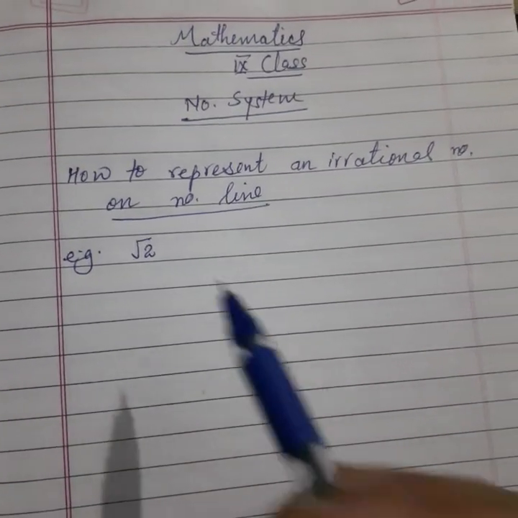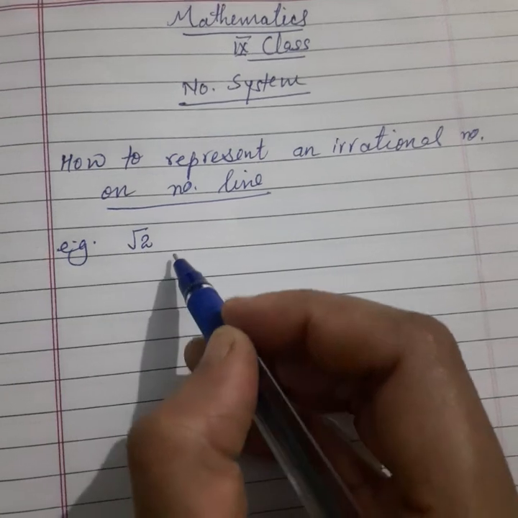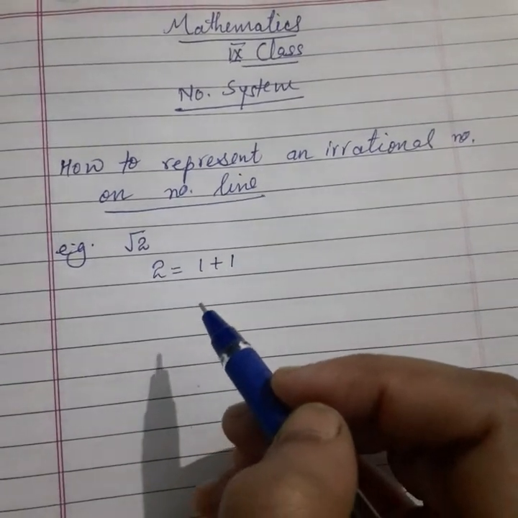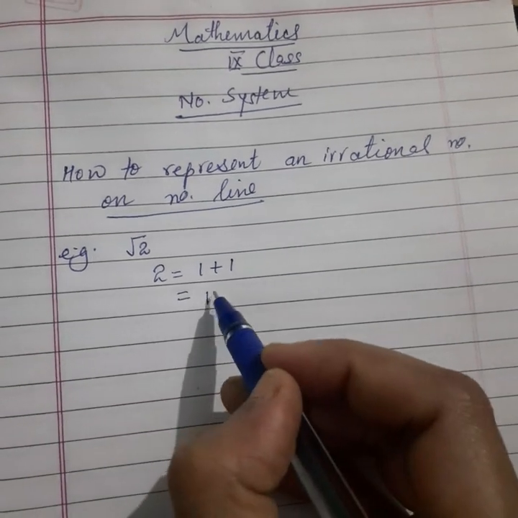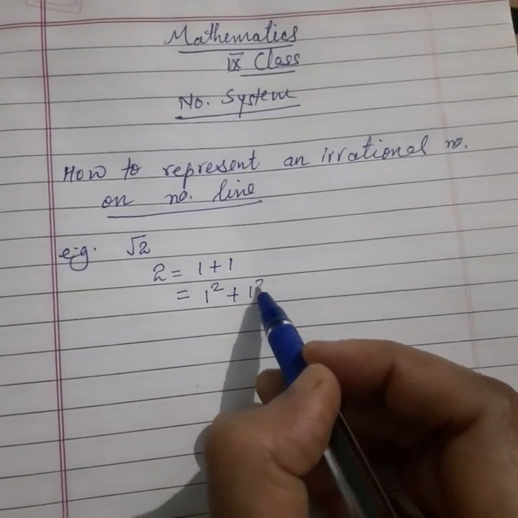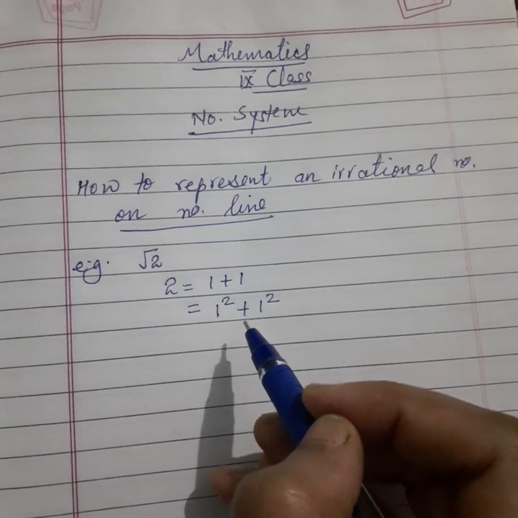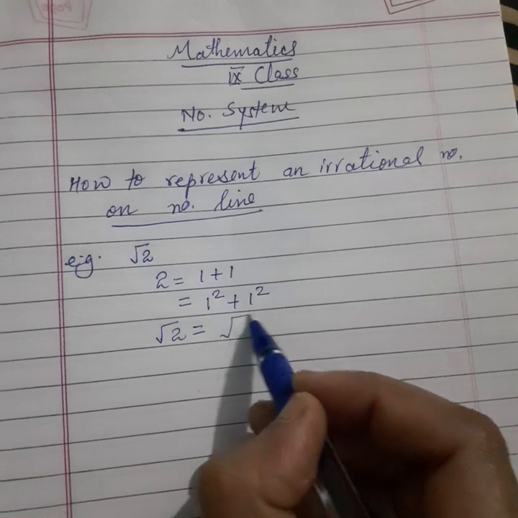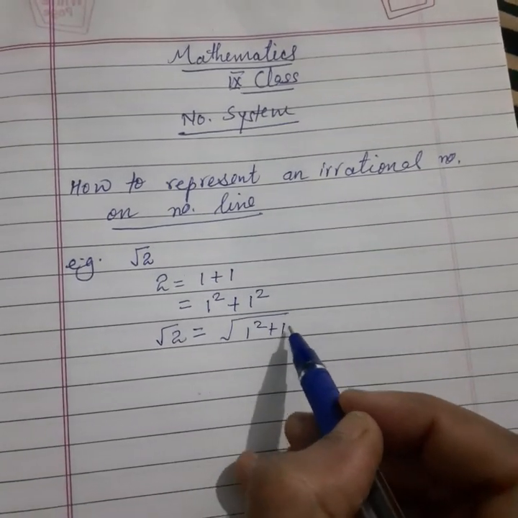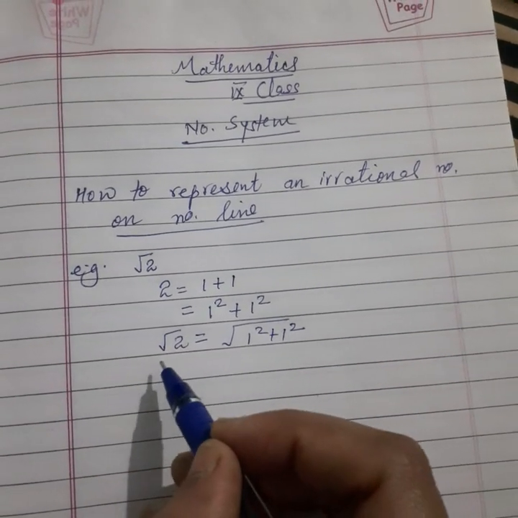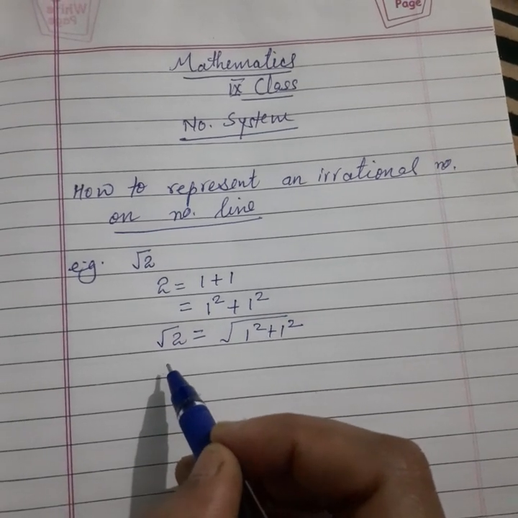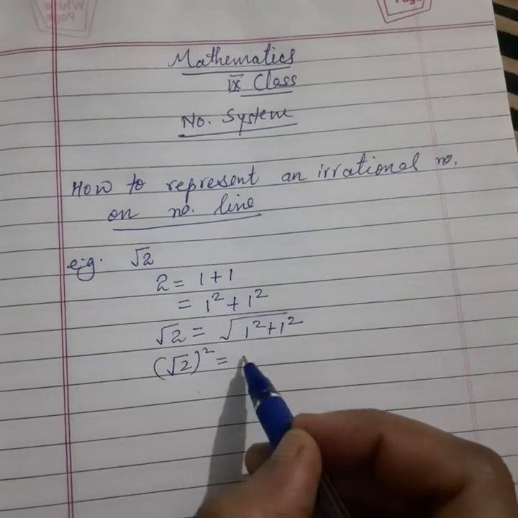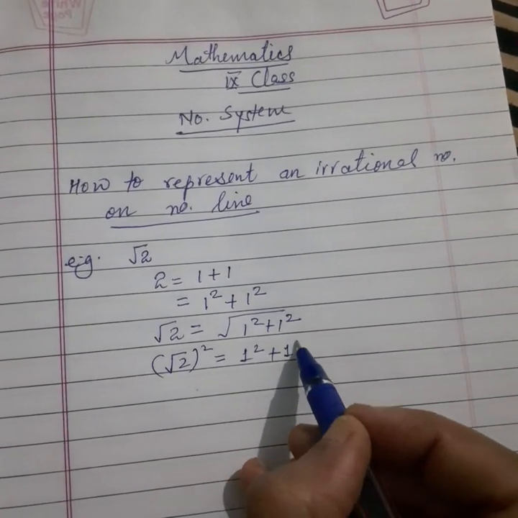For example, let's take under root 2. You know that we can write 2 is equal to 1 plus 1. Okay, so you know also that 1 plus 1 can be written as 1 square plus 1 square. When you are going to take under root, then under root 2 will be equal to under root 1 square plus 1 square. Okay, and if you are making it whole square, then under root 2 whole square will be equal to 1 square plus 1 square.